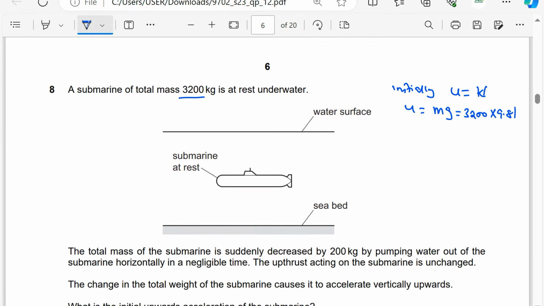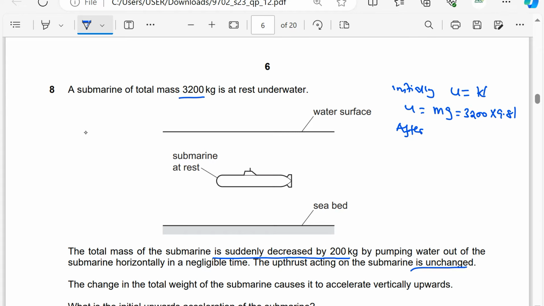Then after, the total mass of the submarine is suddenly decreased by 200, by pumping water out of the submarine horizontally in a negligible time. The upthrust acting on the submarine is unchanged, so the upthrust remains the same.